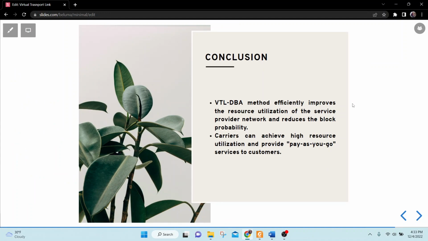In the conclusion, I would say they said that the VTL-DBA method efficiently improves the resource utilization of the service provider network, and also they reduce the block probability. So carriers, maybe service providers, can achieve high resource utilization, and they can also provide pay-as-you-go services to customers based on this method.